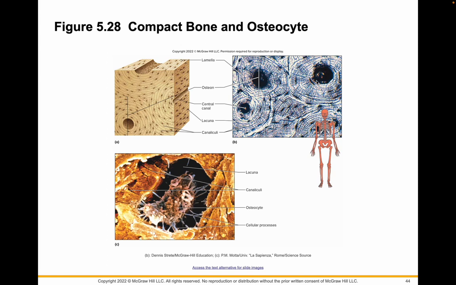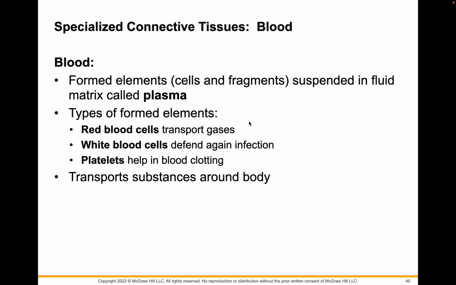Very easy to recognize. And then you have blood, which is real weird because it's not a solid matrix. It's not a gel matrix. It's a liquid matrix. And the matrix of blood is what we call plasma. And all the formed elements are floating around in it. And there are 3 of those. There's red blood cells and white blood cells, and then pieces of blood cells called platelets that help in clotting.